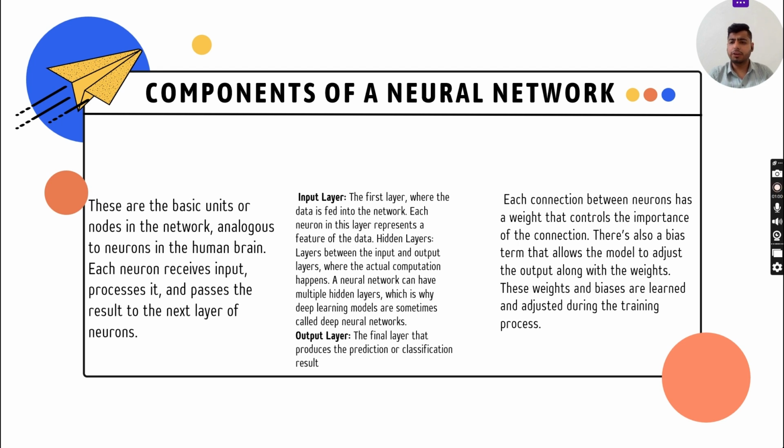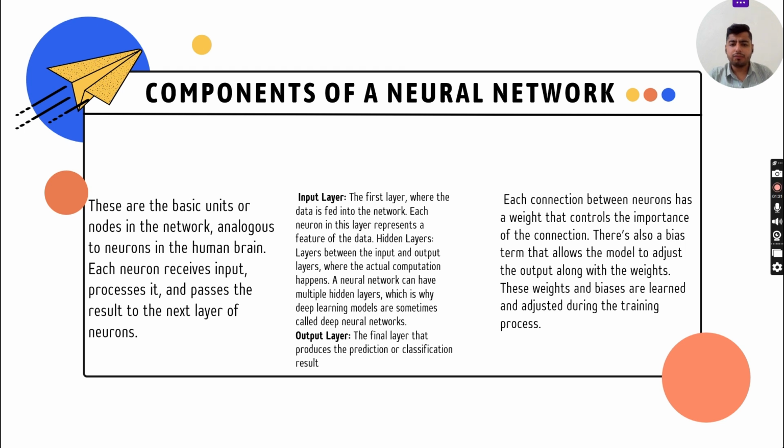Next, components of a neural network. So neurons are the basic units or nodes in a network, analogous to neurons in the human brain. Each neuron receives input, processes it, and then passes the result to the next level of neurons.